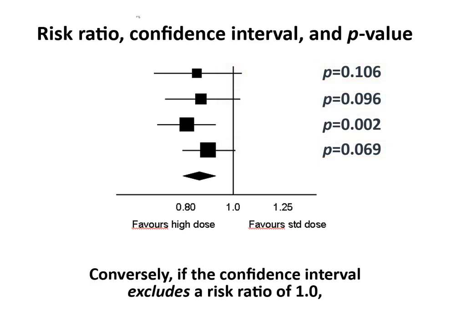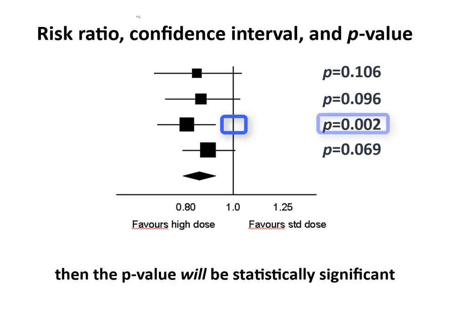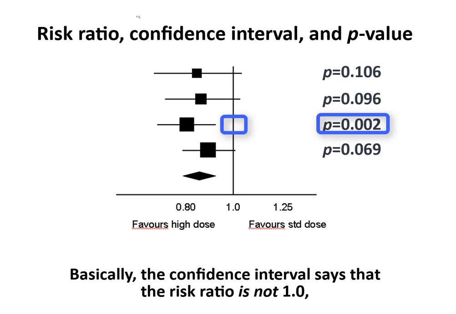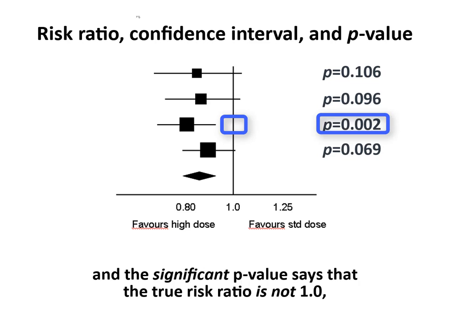Conversely, if the confidence interval excludes a risk ratio of 1, then the p-value will be statistically significant. Basically, the confidence interval says that the risk ratio is not 1, and the significant p-value says that the true risk ratio is not 1.